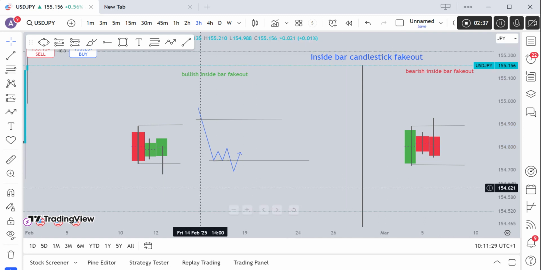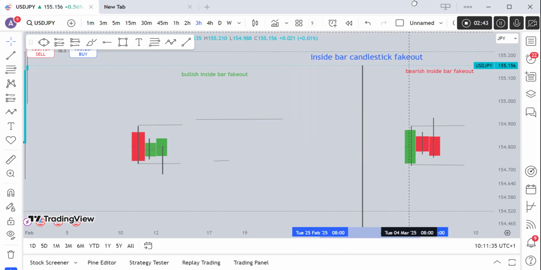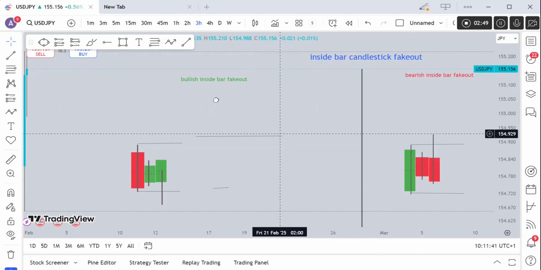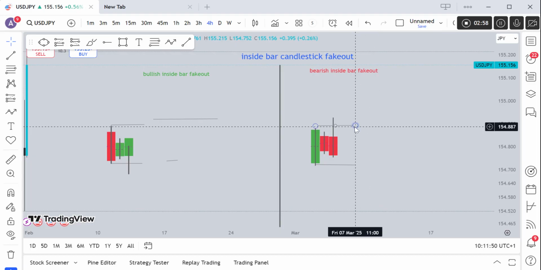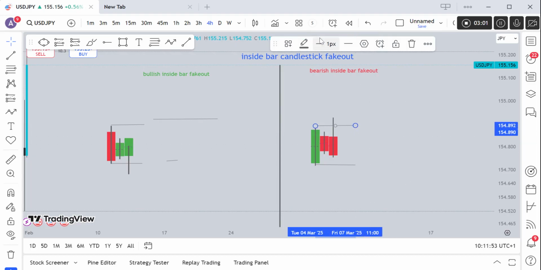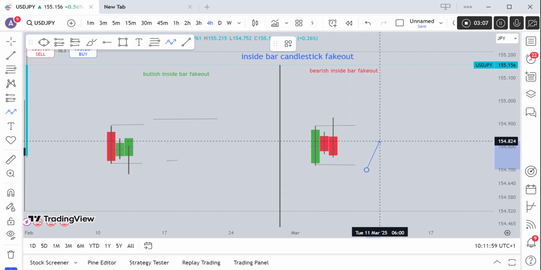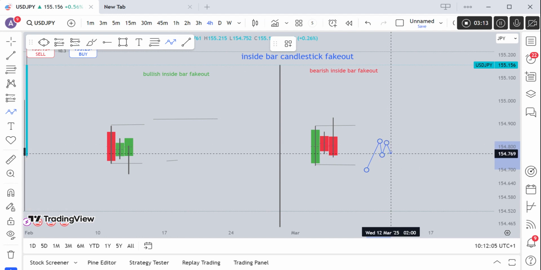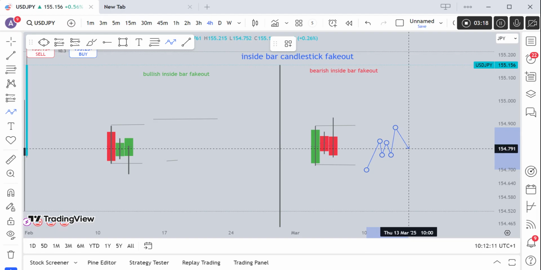Let me talk about the bearish inside bar fake out. Go to the higher time frame chart. You see this clearly. The bearish inside bar fake out is almost the same thing. The mother candle first, in the lower time frame actually, the consolidation of the inside bar candles, the child inside, and the break of the zone, then return to the zone.